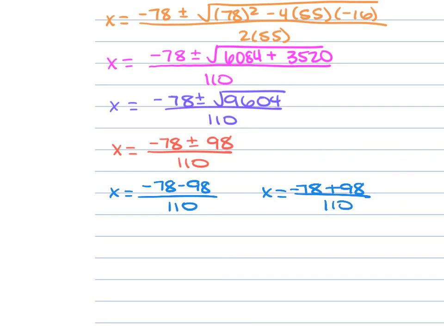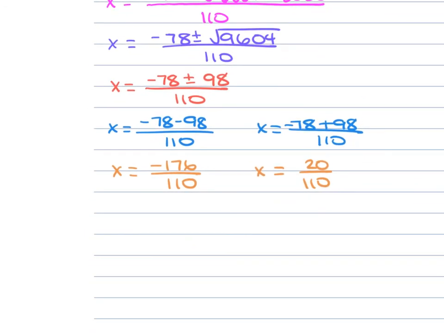So negative 78 minus 98 gives us a negative 176 over 110. And then the negative 78 plus 98 gives us a 20 over 110. The 176 divided by 2 is 88. So x is equal to negative 88 over 55. X is equal to 2 over 11 for this one. And then we want to keep going with that 88 and that 55 to give us x is equal to negative 8 over 5. And x is equal to 2 over 11.